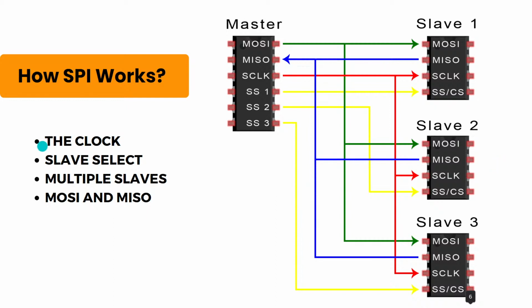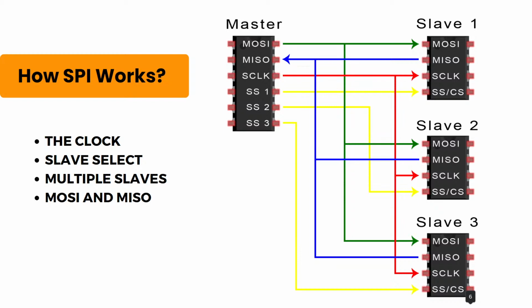So first, here it is: the single master and multi-slave. First, the clock. The clock signal synchronizes the output of data bits from the master to the sampling of bits by the slave. One bit of data is transferred in each clock cycle. The speed of the data transfer is determined by the frequency of the clock signal.